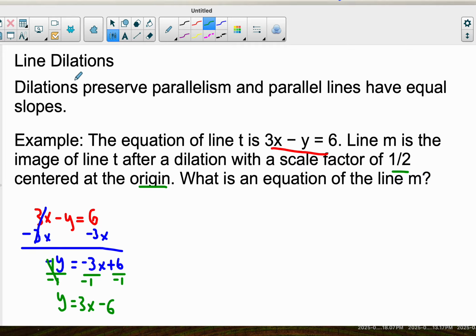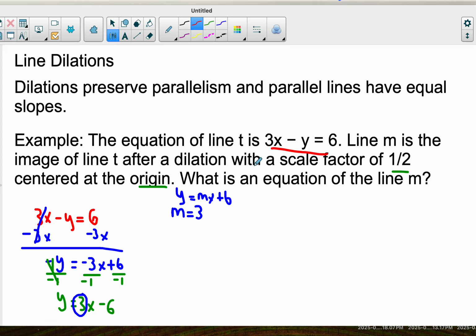Since dilations preserve parallelism and parallel lines have equal slopes, the dilated line should have the same slope as this line. So the slope of this line is 3. So the dilated line should also have the same slope of 3. And we usually use m for the slope because in y equals mx plus b, in the equation of a line, m is the slope and b is the y-intercept. So now we just need to find what the dilated y-intercept is going to be.